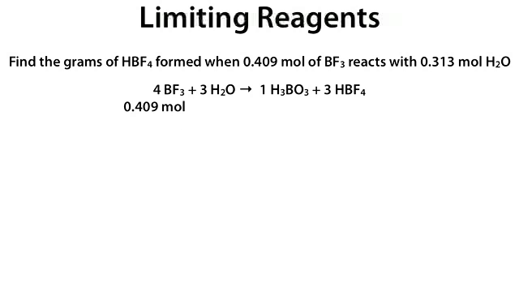We have 0.409 moles of BF3, and we have 0.313 moles of H2O. Again, we can see this is a limiting reagent problem because we have two distinct amounts of reactant. We don't have any reactants which are in excess. We have distinct limited amounts of reactant, a limited amount of BF3 and a limited amount of H2O. Therefore, we know this is a limiting reagent problem, and we have to go through the steps of solving the limiting reagent problem.